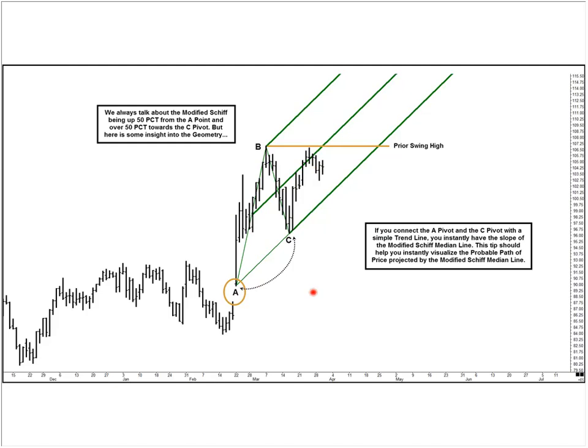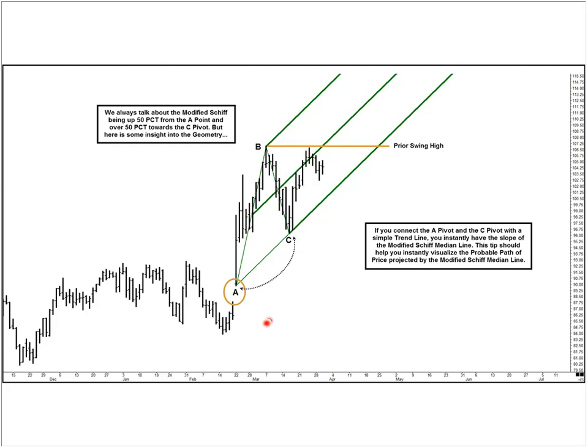Now, here's a little tip that I know from spending all these years. In fact, I was there when Jeremy Schiff first presented his statistical research to Dr. Andrews, and he said originally, let's just go up 50%, so his A would be over here. Dr. Andrews went back and did some research and came back and said, no, let's go up 50% and over 50%, and let's see why Dr. Andrews would be interested in that.